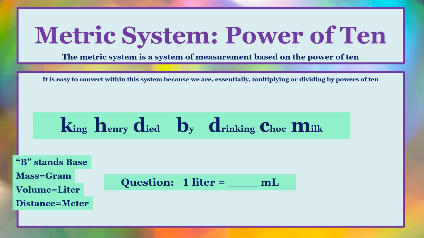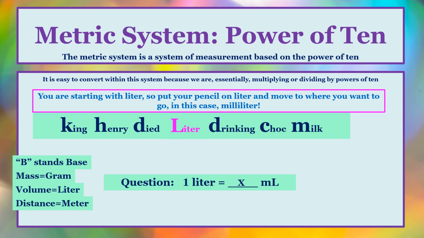And our question is going to be 1 liter equals X number of milliliters. Now, from nursing school or your courses, you're going to remember that this is going to be 1,000, and it's pretty straightforward. But here's a visual representation of it. So when you move on to more difficult ones, it'll be easy to slide through the system. We're actually going to have our base be liters because our question asks about liters. Now, we're going to have to move to where we want to go, which is going to be milliliters. You're starting with liters, so put your pencil on liter and move to where you want to go, which in this case is milliliters. So we're going to move from liters to deciliters to centiliters to milliliters.